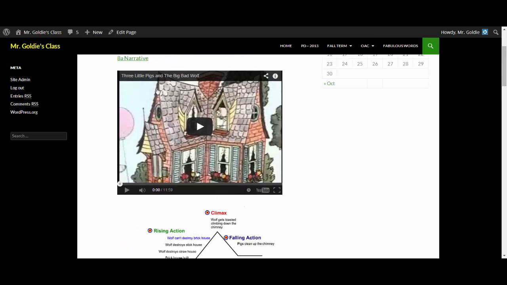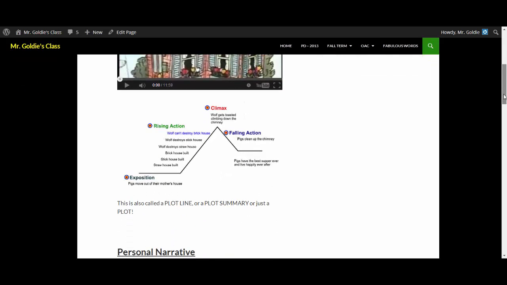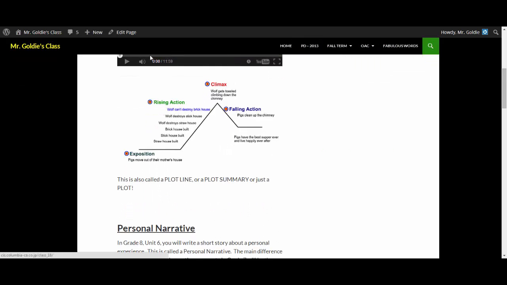You go ahead and watch it here. Okay? Pause the video that you're watching now. Watch the YouTube video of the Three Little Pigs and pay attention to this plot diagram right here. Okay? If you click on it, you should be able to get it bigger for you.